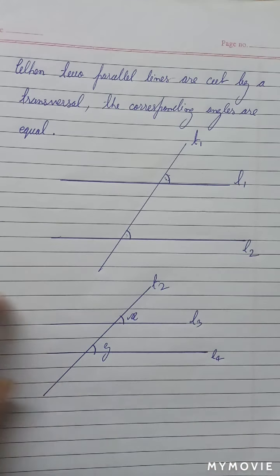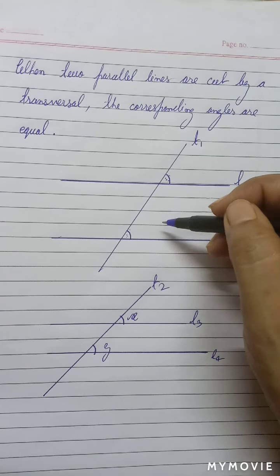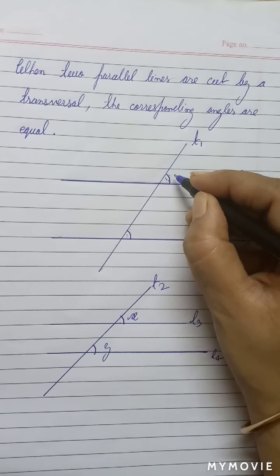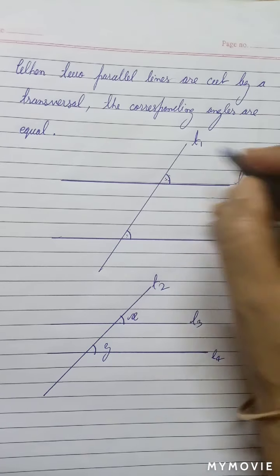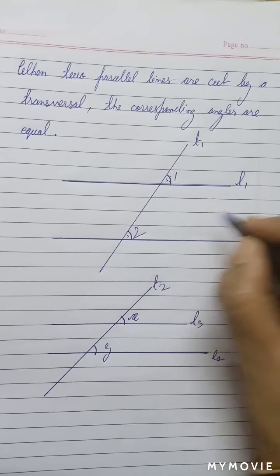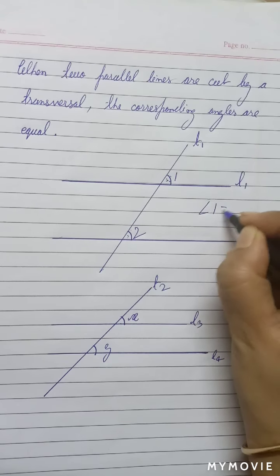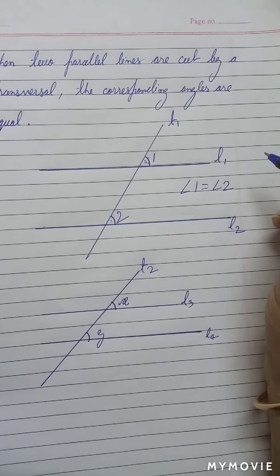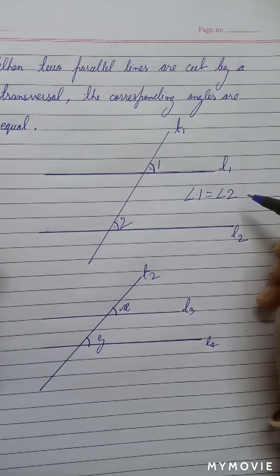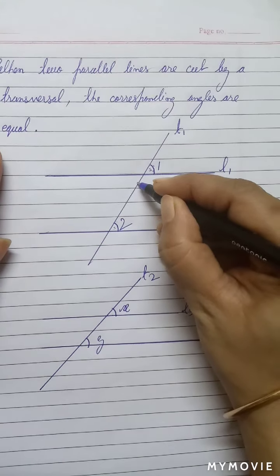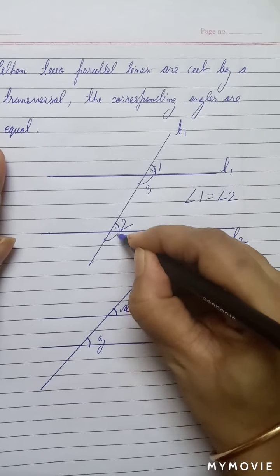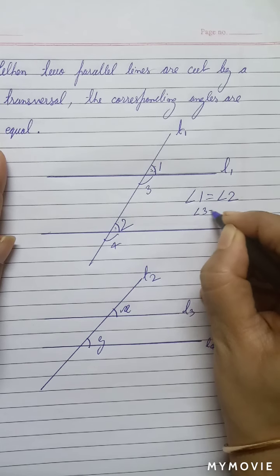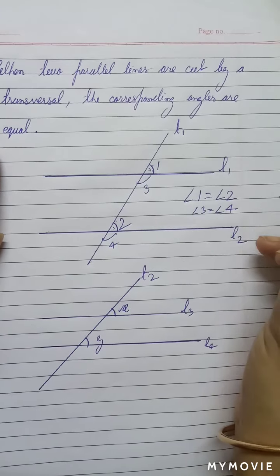So, whenever two parallel lines are hit by a transversal or cut by a transversal, the pair of corresponding angles are equal. Now, let's call it angle 1 and let's call it angle 2. So, we will have angle 1 is equal to angle 2. This is just one pair of corresponding angles. But is this the only pair? No. Here, let's call it angle 3 and let's call it angle 4. These two are again corresponding. So, angle 3 is going to be equal to angle 4.